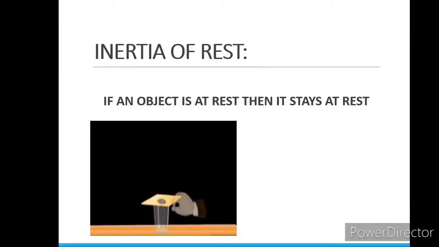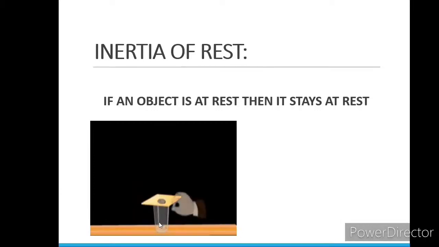Here you can see a small activity which has been given in your textbook too. Here we have a glass and there is a cardboard, and on top of that we have placed a coin. So what happens when the person simply flicks the cardboard? The coin does not move with the cardboard. Instead, it falls directly into the glass.